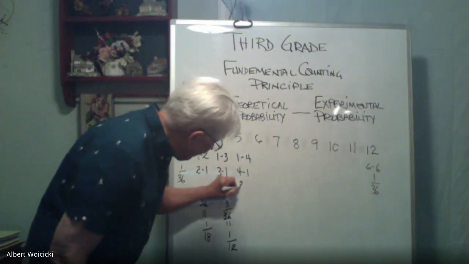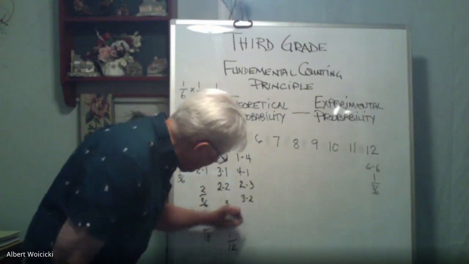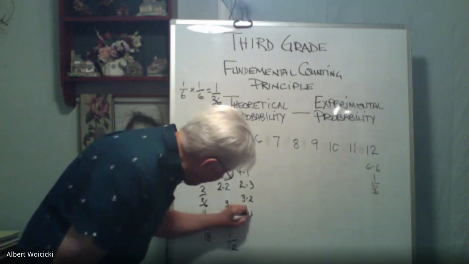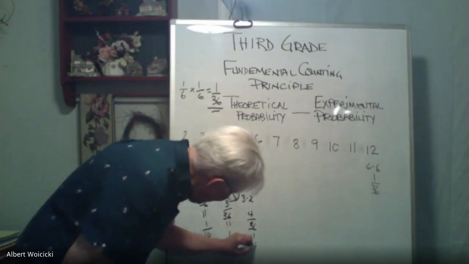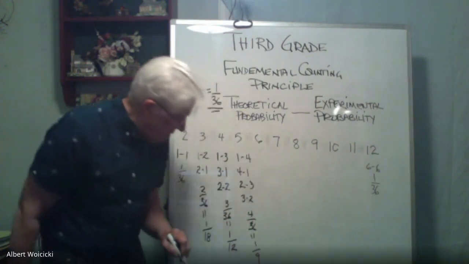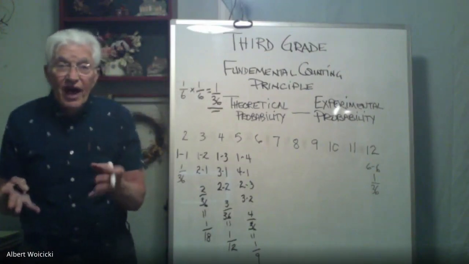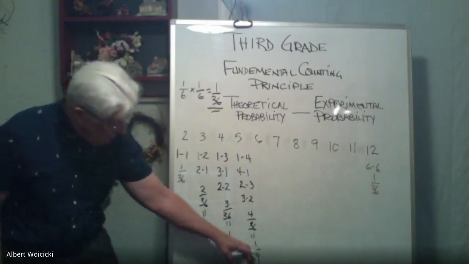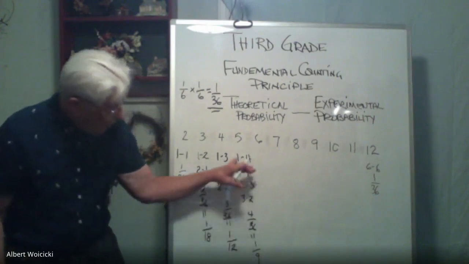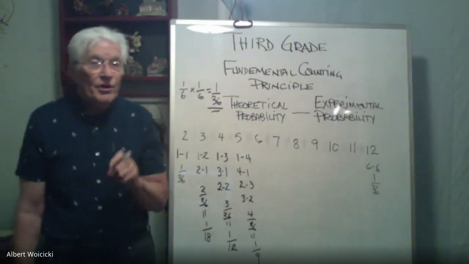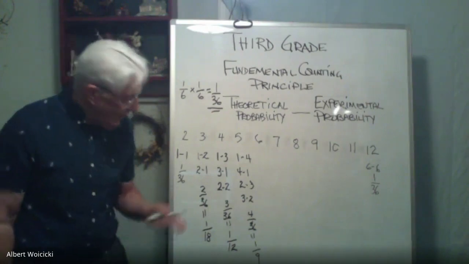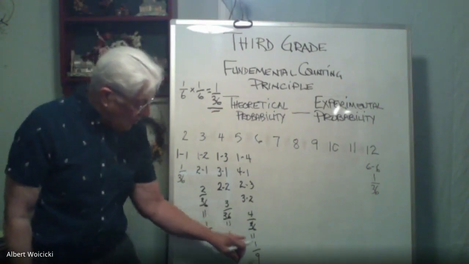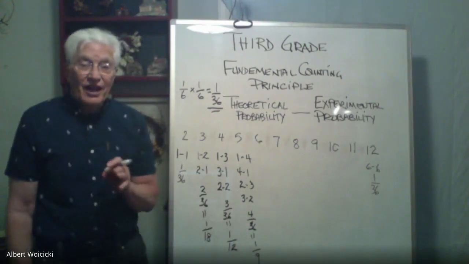I have a 2 and a 3. And of course, I have a 3 and a 2. So that gives me 4 chances in 36, which equals 1 chance in 9. Wow. I've got 1 chance in 9 of getting a 5. But what are we seeing here? What's happening? Each time we do this, we've reduced the fraction again.